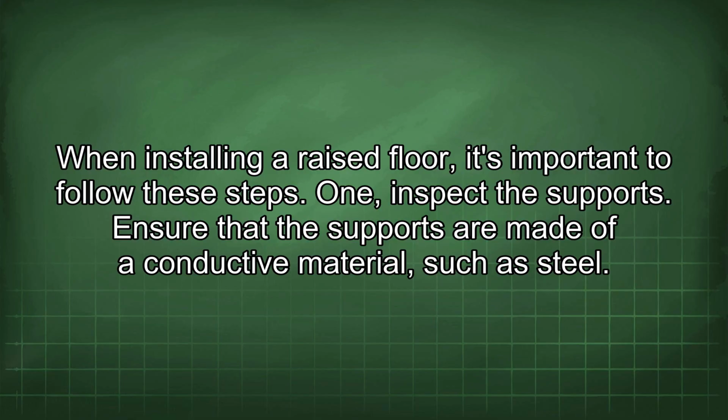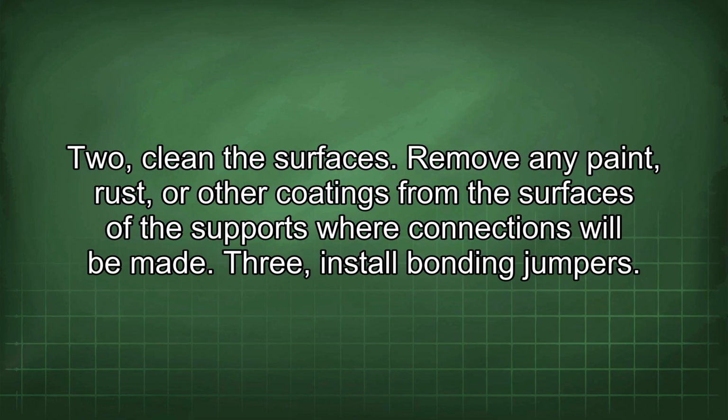1. Inspect the supports. Ensure that the supports are made of a conductive material such as steel. 2. Clean the surfaces. Remove any paint, rust, or other coatings from the surfaces of the supports where connections will be made.